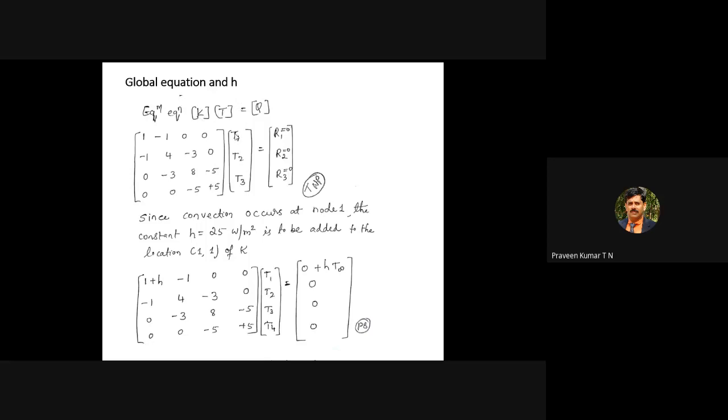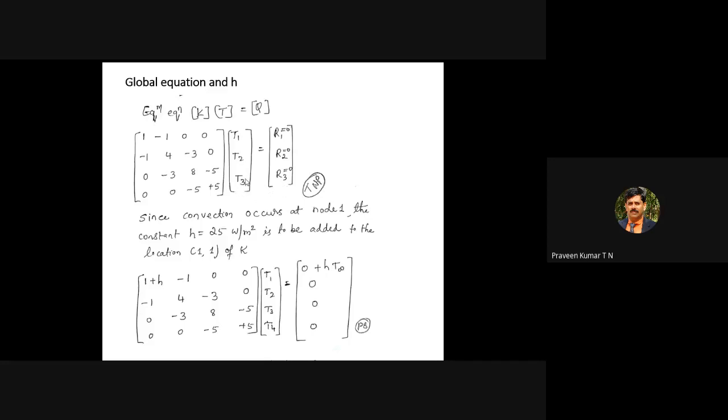Strictly speaking, we have T1, T2, T3, and we have T4 also. It is missed. T4 is also there. There is some mistake here. Then R1, R2, R3, and R4. So there are 4. It is a 4 by 4 matrix. T4 is missed here, and R4 is also missed here.